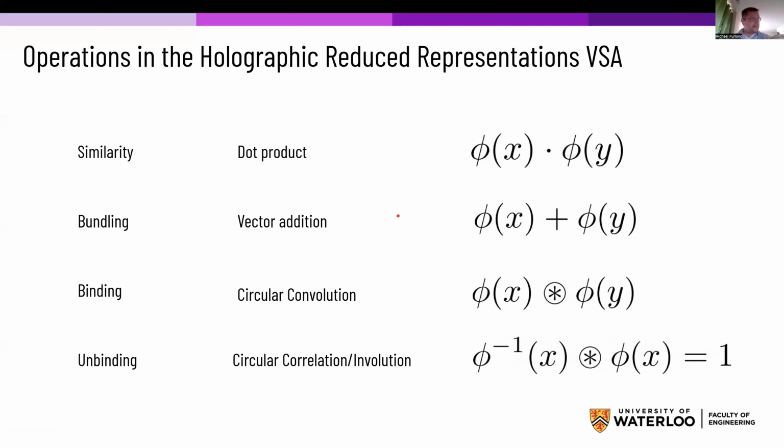And of course, specifically, we're using dot product for similarity, vector addition for bundling, circular convolution for binding, and then unbinding is circular correlation, or more pragmatically in the implementation, binding with the pseudo-inverse of the encoded vector.